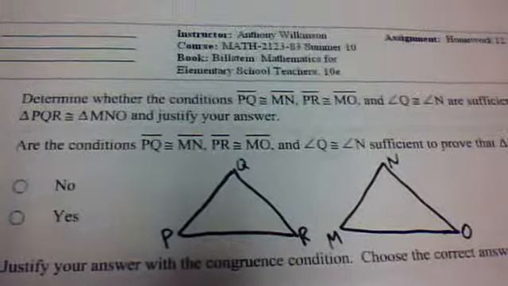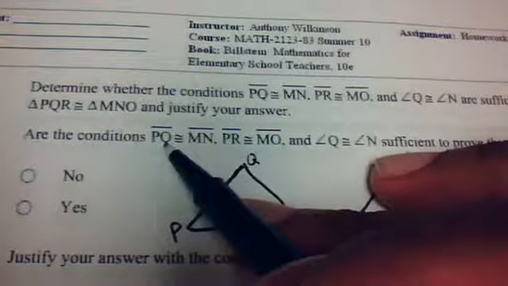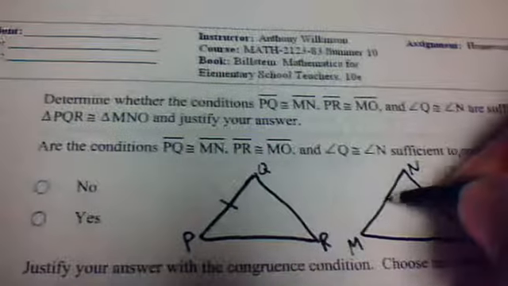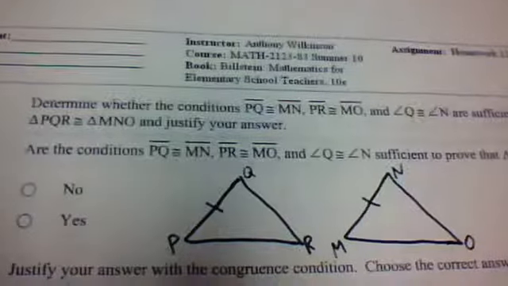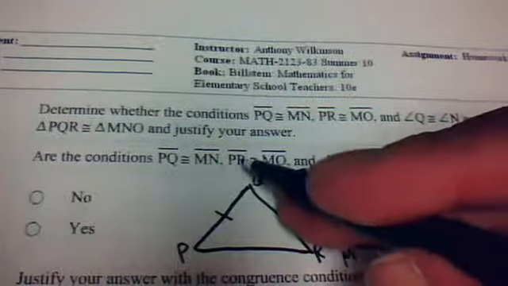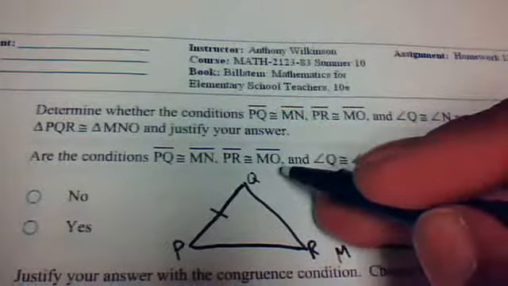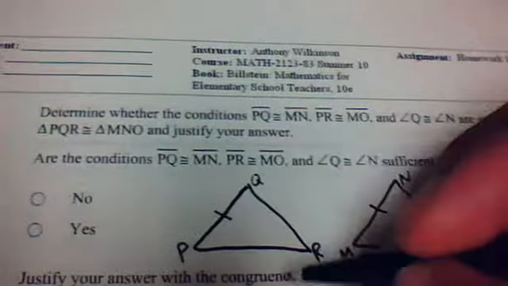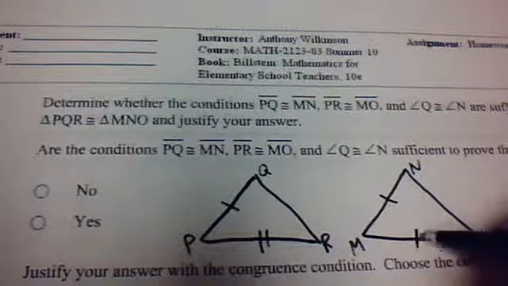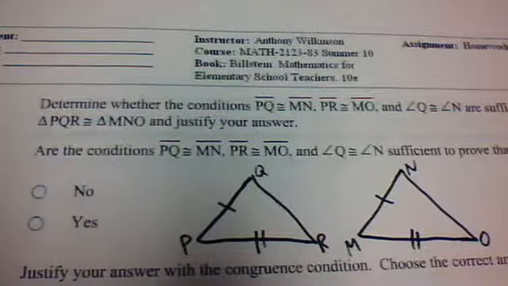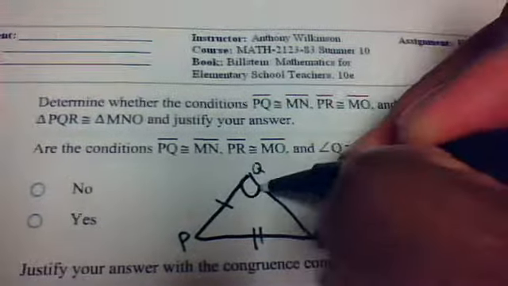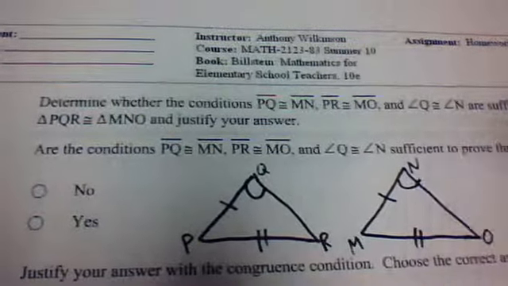In this case here, we have line segment PQ is congruent to line segment MN. So I'm going to mark off those two sides of that triangle. And PR, line segment PR is congruent to line segment MO. Here's PR, and I'm going to mark off MO. And then angle Q is congruent to angle N. Here's angle Q on the top and angle N at the bottom.